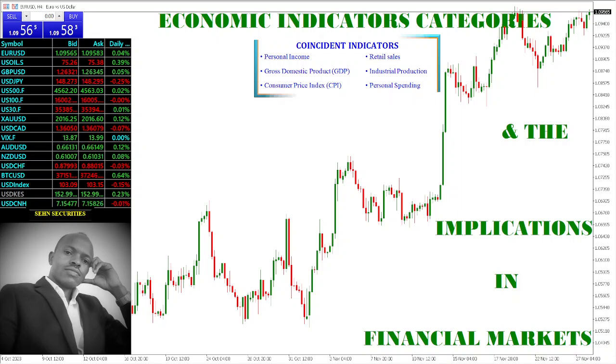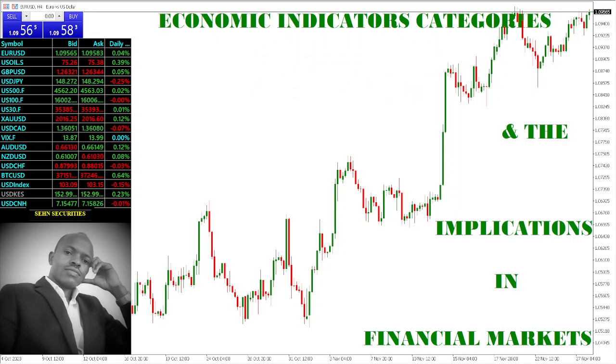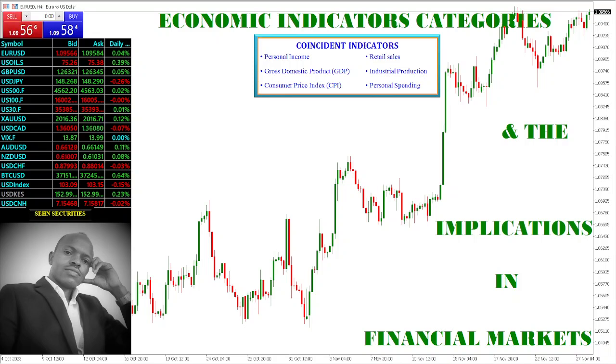Some of the coincident indicators include the GDP, personal income, retail sales, industrial production, and personal spending, among others.